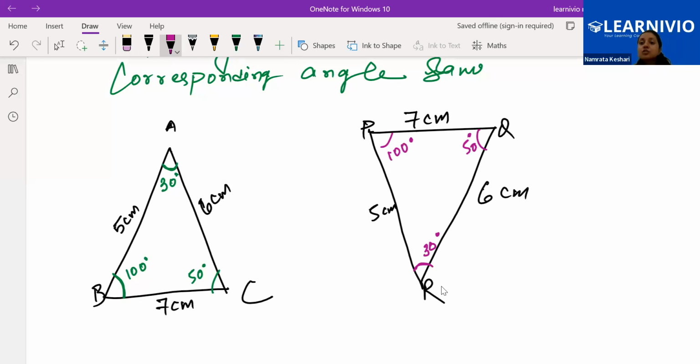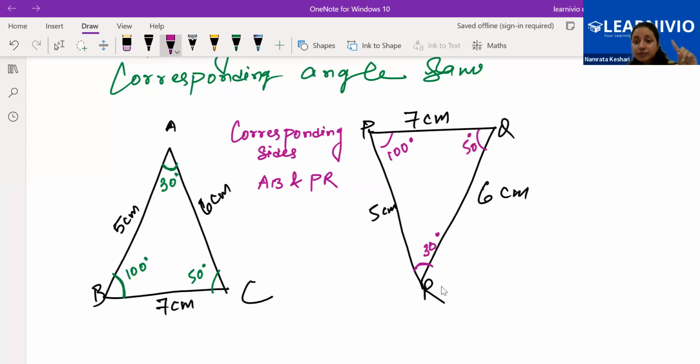Now, just by observing the two triangles, we can say that ABC and PQR, these two figures are exactly the same in shape and size. We can say it. Now I was talking about the corresponding sides. Can you tell me what the corresponding sides are over here? Who will say? Side AB and side PR. Is it a corresponding side? Check it.